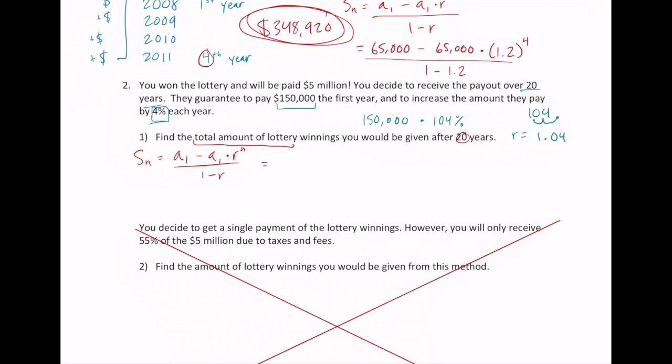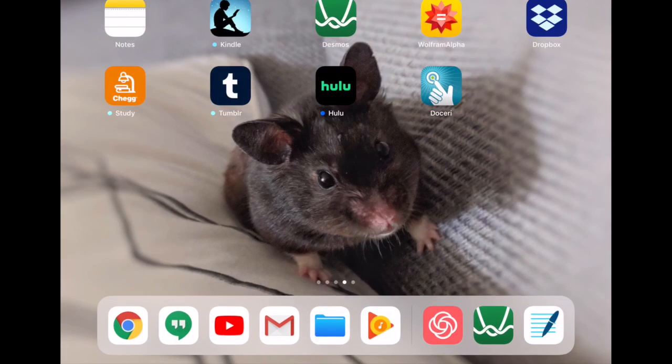So a1 is the amount we get paid in the first year, which is $150,000. So we're subtracting $150,000. It's going to get multiplied by our r value, which is 1.04, and that's raised to the n power. How many years are we looking at here? We're interested in the 20th year, so n is 20. And so now we have 1 minus 1.04. Let's go to Desmos.